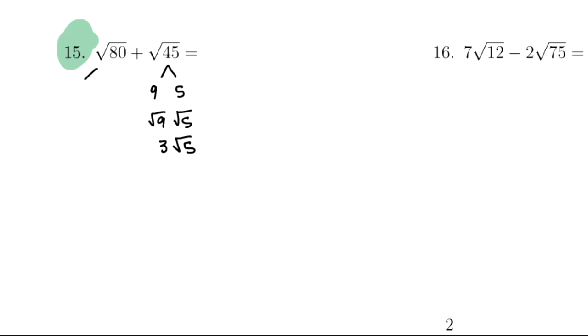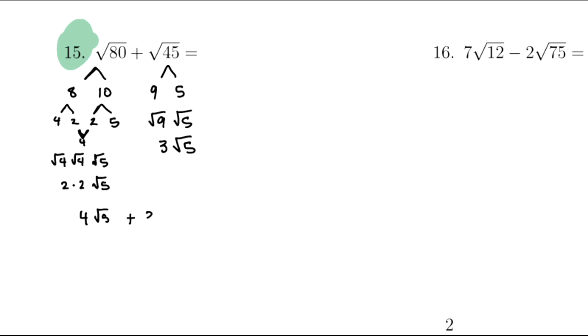Okay, I look at this and I see 8 and 10. That's 4 and 2. That's 2 and 5. So these together give you 4, right? So you have root 4 times root 4 times root 5. So that's 2 times 2 times root 5. So that's 4 root 5. And then we're adding it to 3 root 5, coming down from here. So that would be 7 root 5.